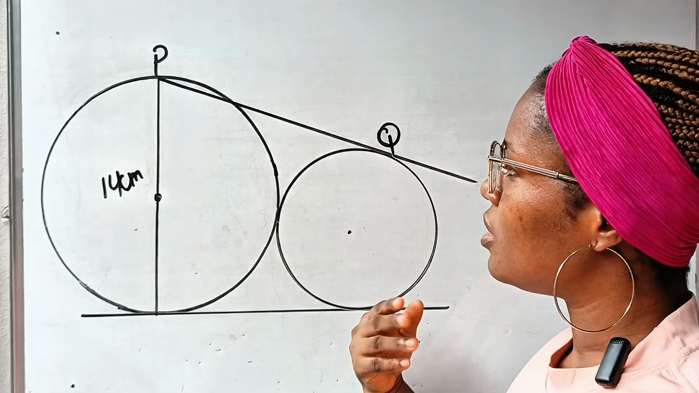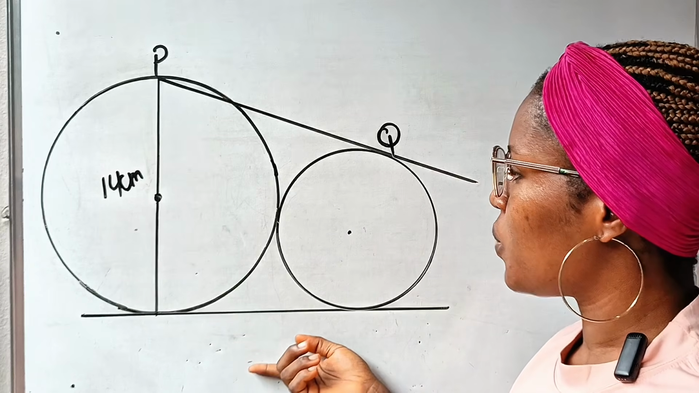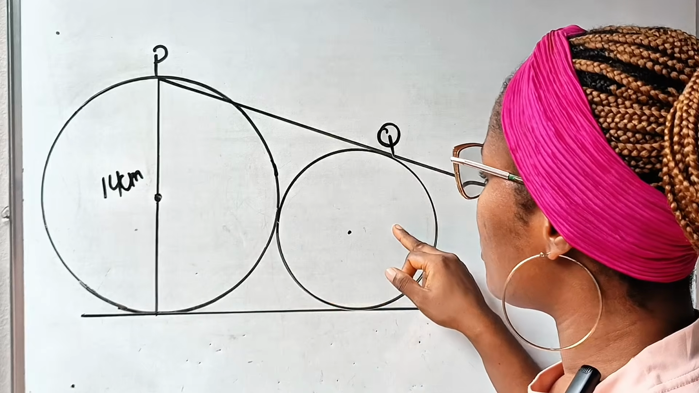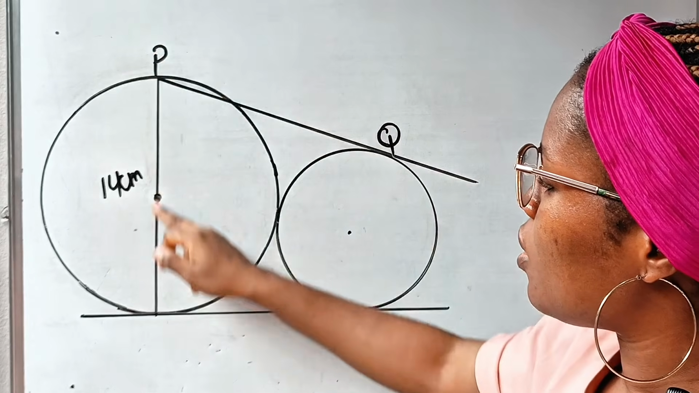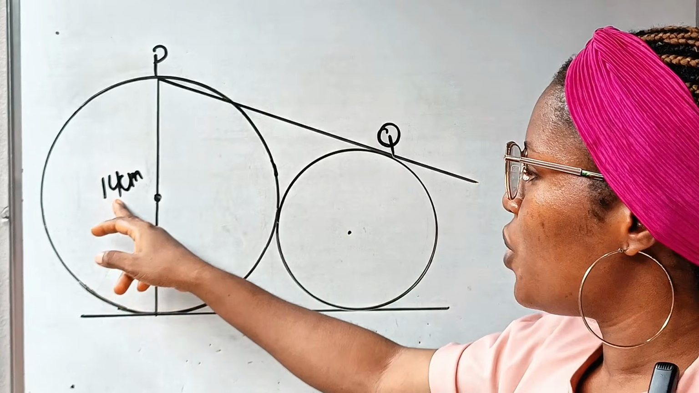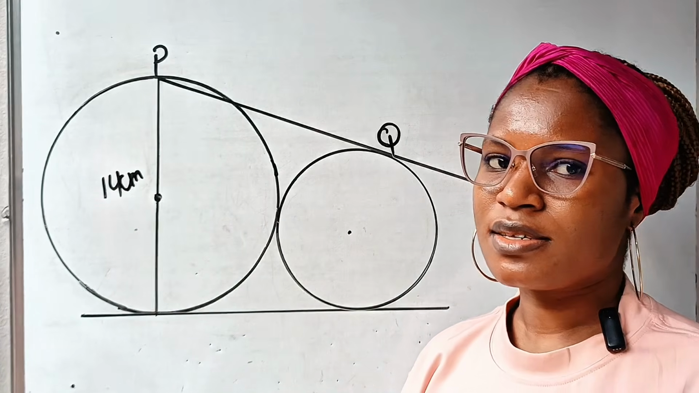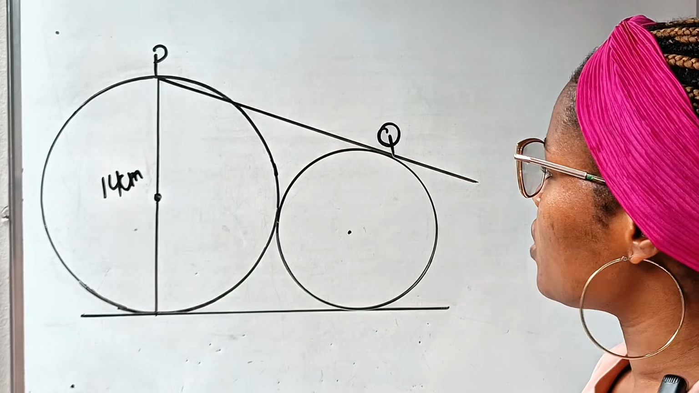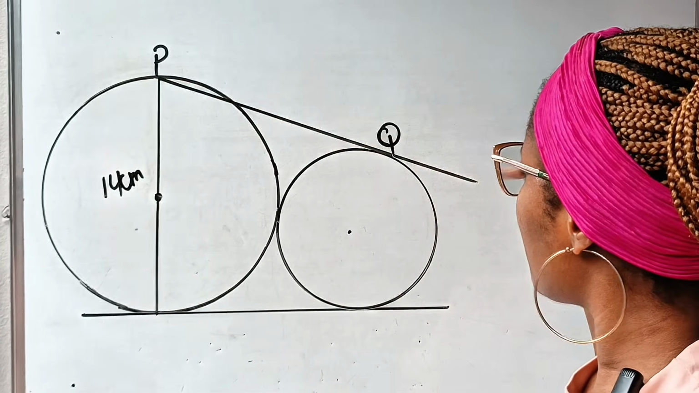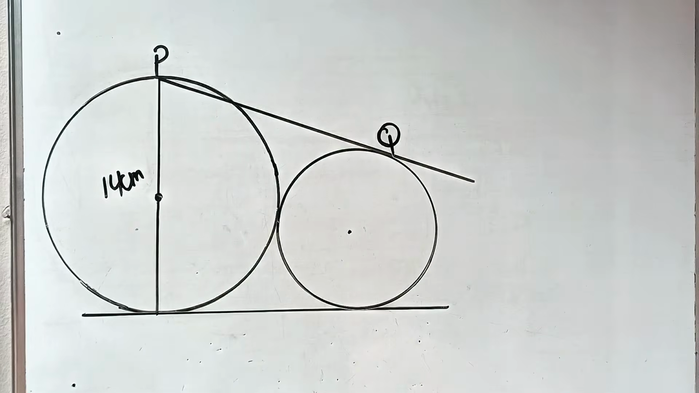We have a challenging geometry math question to solve. In this question, we have two circles. Please, this is not drawn to scale. So we have two circles and the diameter of the bigger circle is 14 centimeters, which means that the radius of the bigger circle is 7 centimeters. The question says that we should find the value of PQ.